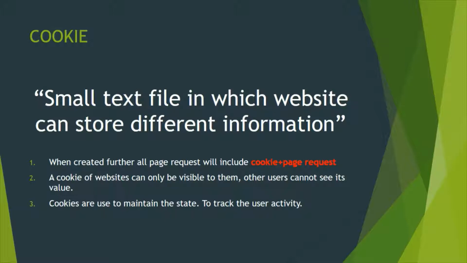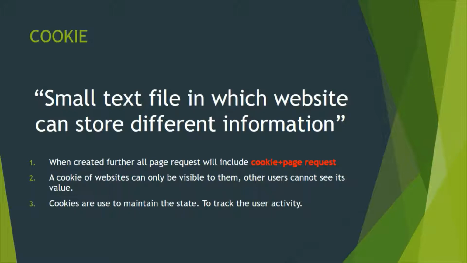A cookie is a small text file in which a website can store different information. When a user sends a request, it will send the IP address to the server, and the server will check the IP address, set the cookie for the user and store it in the user's browser. Other page requests from the user will return the value and the name of the cookie.